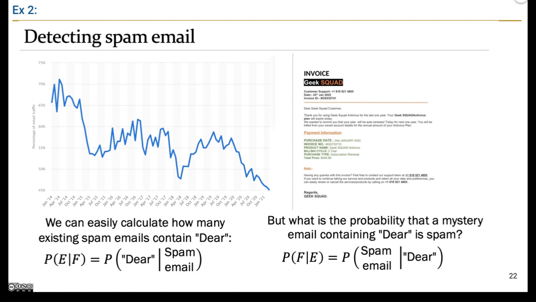All right, let's try one more example. So notice that I can calculate how many existing spam emails contain, for example, the word dear. But now what if I wanted to create a spam filter so that I could calculate the probability that an email is spam given that it contains, for example, the word dear?